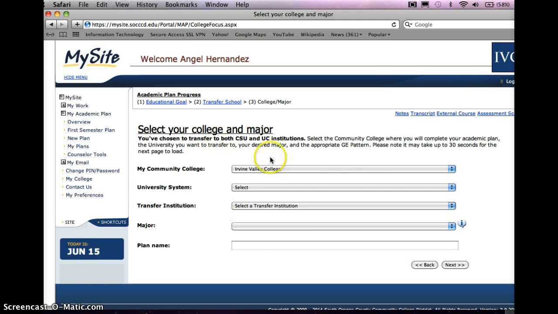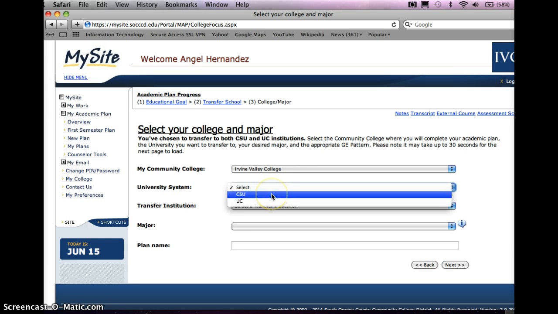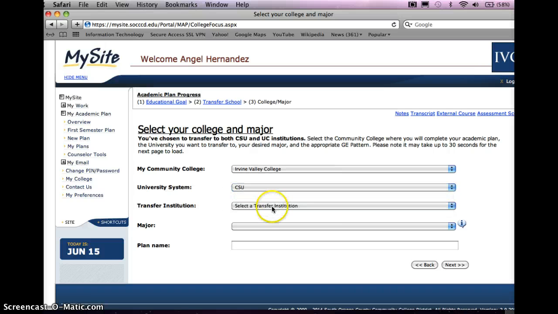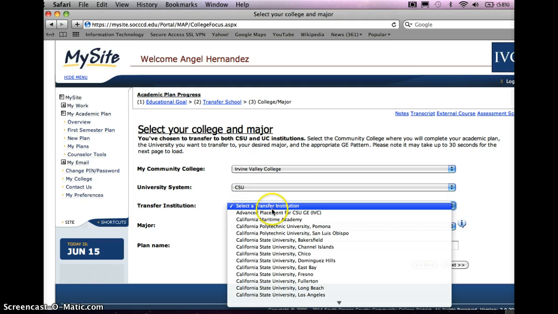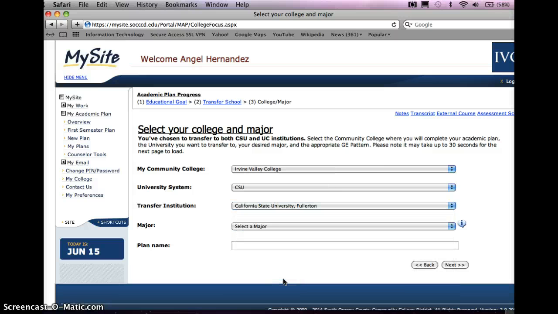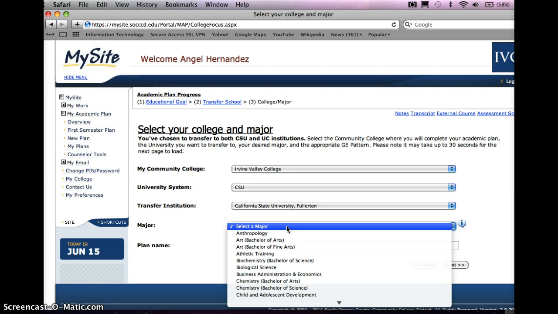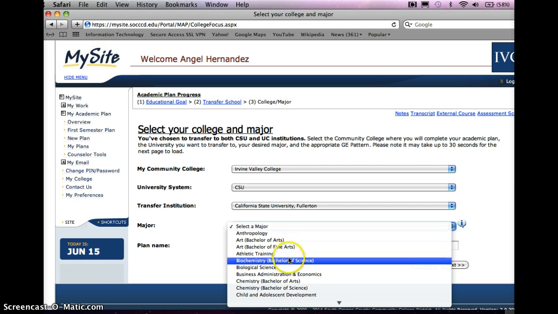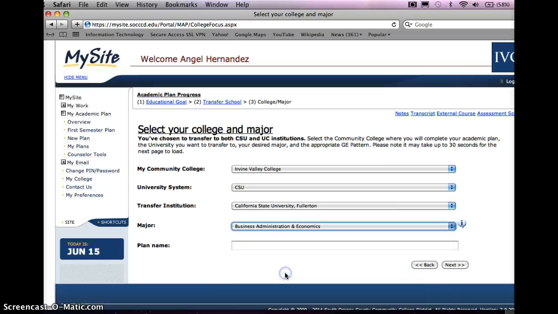Select your college and major. Obviously your college is already pre-populated for you, with that being Irvine Valley College. The university system, for the sake of this example, we're going to go ahead and go with Cal State. Transfer institution, you see all the different Cal States are listed. I'm going to go ahead and select Cal State Fullerton, our most popular Cal State for obvious reasons. Potential major, you'll see the different majors that are listed at that college. For the purpose of this exercise, I'm going to select business administration and economics.